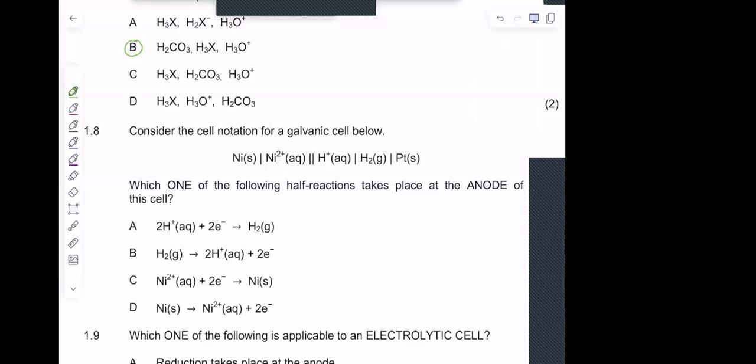Dinyiko, thanks for your answers there. Witumelo's got a really good question there. Why did they put Pt in the cell notation?